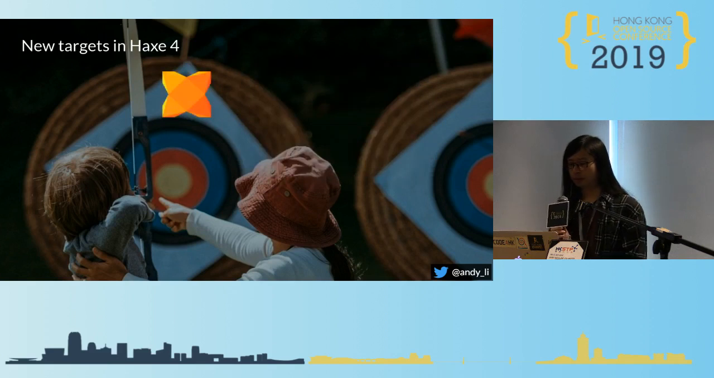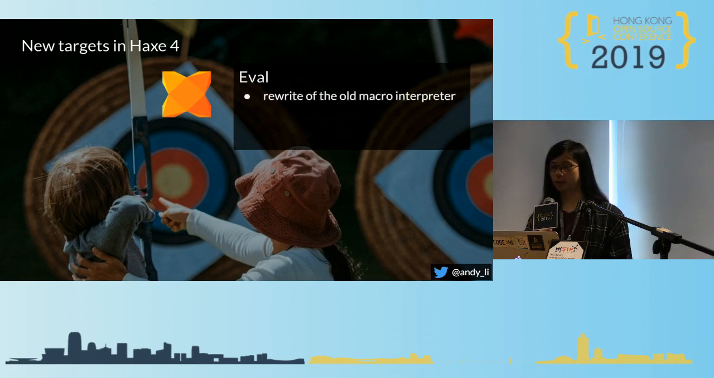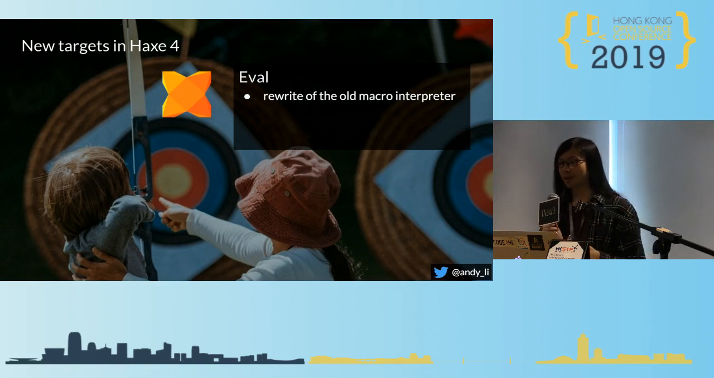And one more target that is kind of new in Haxe 4 is the eval target. It's not actually a new target, but it's a rewrite of the old macro interpreter. Macro is a very powerful feature that is loved by the community in Haxe, and you can do all kinds of crazy stuff with it. So people try to abuse it and use a lot of macros to do a lot of things during the compilation stage.